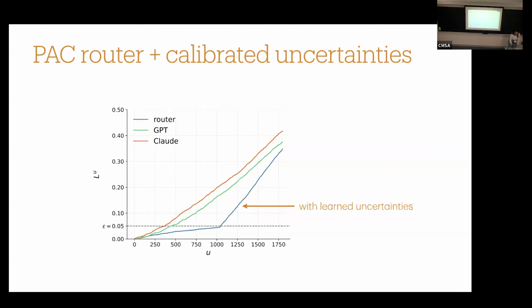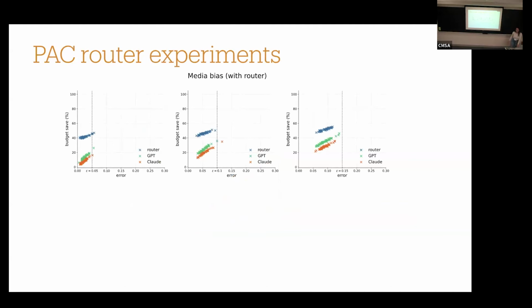Okay, so this is on the same media bias example that we saw before, and this is what the results look like. So again, as with the other two baselines, we're going to be valid. We're going to be, with high probability, below this vertical line, and you can see that in terms of how many labels we're able to save, we actually exceed these two baselines by quite a bit.